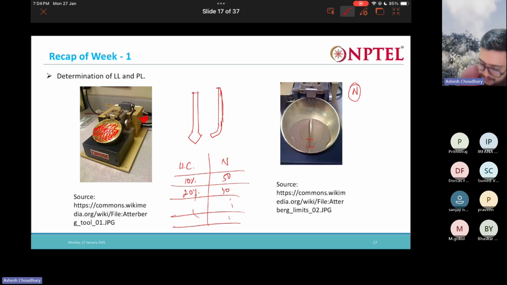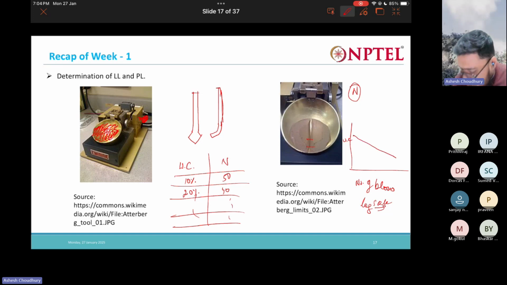Then what you do, you plot. Here we have the number of blows, and on this side you have the water content. You need to plot the number of blows in the log scale, in the x direction. So you will get a curve something like this. Obviously, when the number of blows is higher, that means the water content will be less. So this is how you need to plot, and you will get a plot like this.